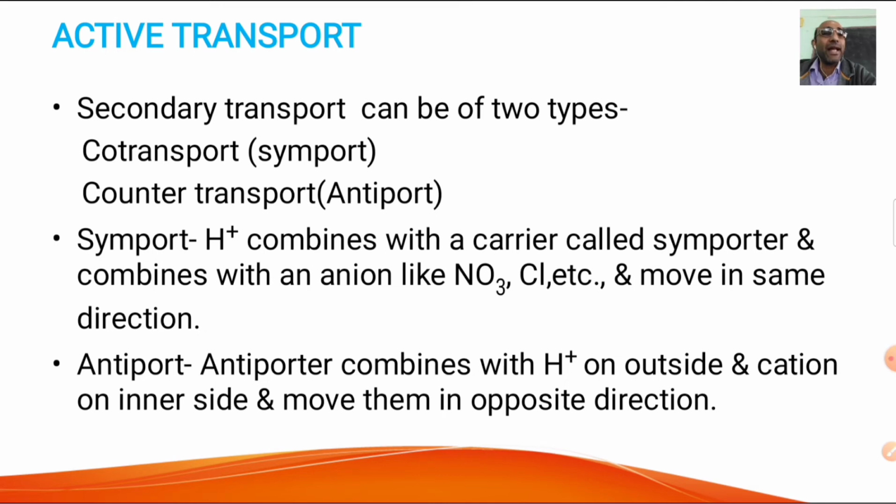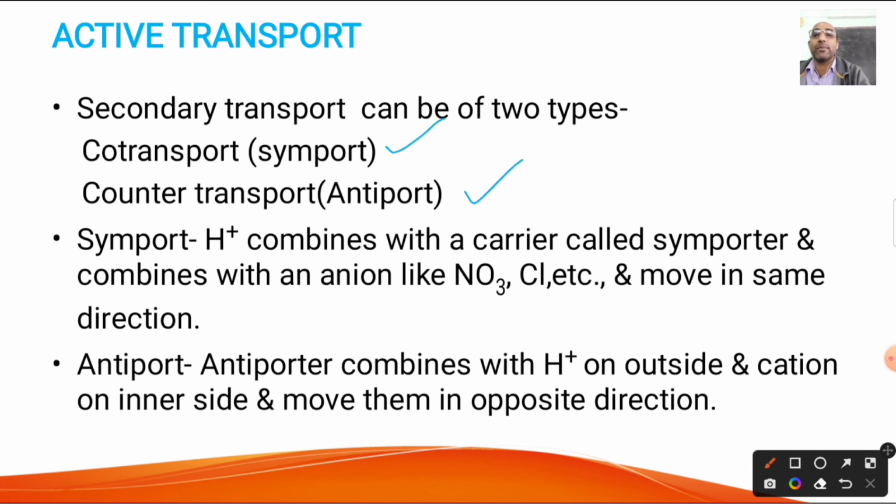Now, secondary active transport can be of two types. What are those? Symport and antiport. Symport, that I have already discussed, that is co-transport, where both the ions move in the same direction. Got it? Both the ions move in the same direction. Antiport means in opposite direction. So, what happens in symport? The H plus combines with a carrier called symporter, and combines with an anion like NO3 minus, Cl minus, etc. and they move in the same direction.